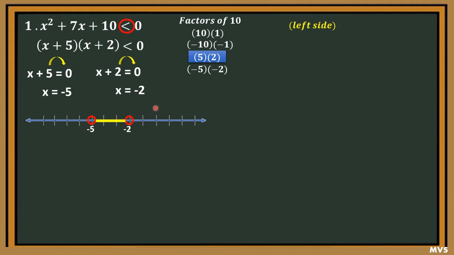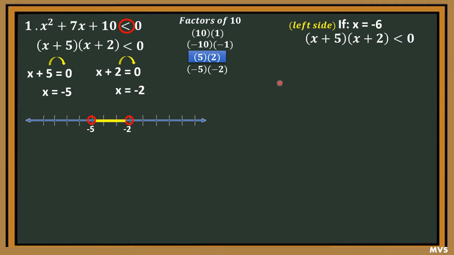Let's have it first, the left side. You can choose any number from the left side of negative 5. I'll choose negative 6. And I will use the factor form for testing whether the region belongs to the solution set instead of the original inequality. So let's have here x plus 5 and x plus 2 is less than 0.